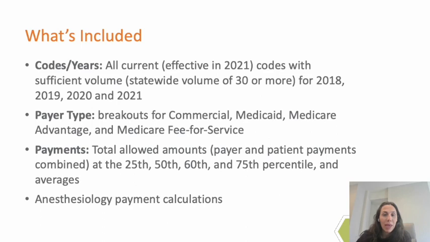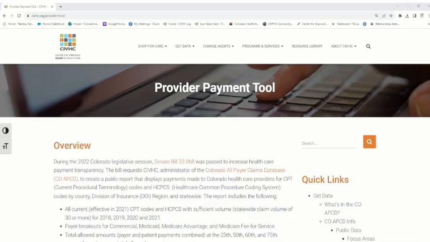And we also display the payments as a total allowed amounts. So total allowed amounts is a payer and patient liability combined at the 20th, 50th, 60th, and 75th percentile. And we also include averages. And last but not least, we have a special section for anesthesiology calculations because anesthesiology payments are reimbursed very differently from the other kinds of providers. And we can get into that when we show you the tool. So let's do a brief demo of the tool.